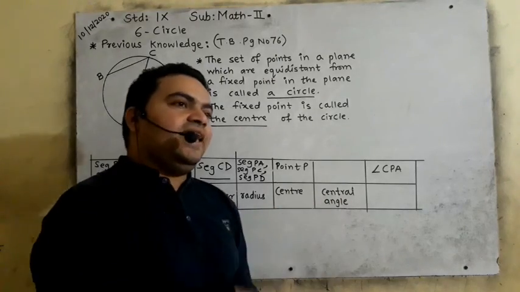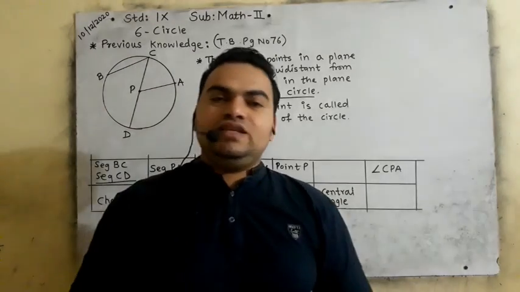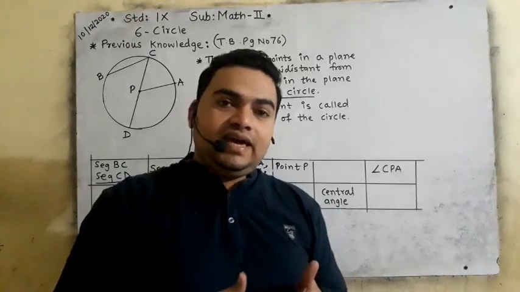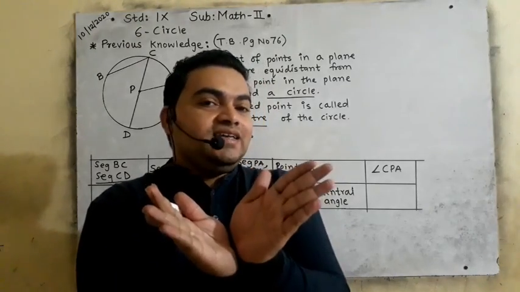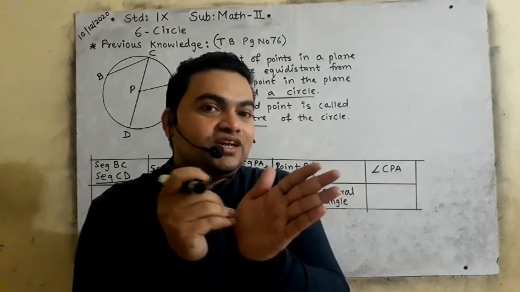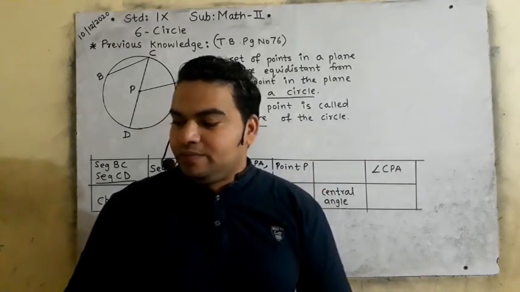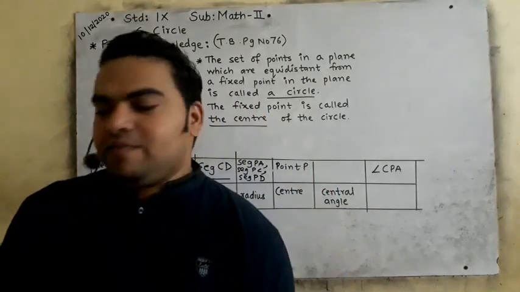Now central angle. This is a new term for you, central angle. It means an angle forming at the center of the circle. Please look at the board. I will use a different color marker here.